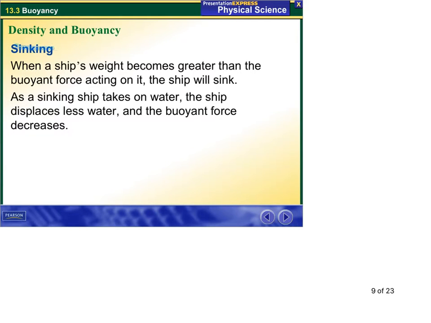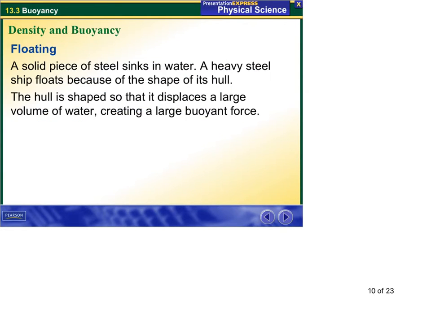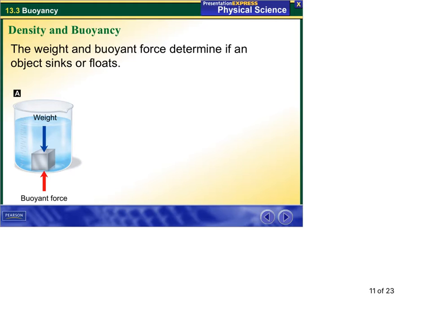So, sinking. If a ship's weight becomes greater than the buoyant force acting on it, it's going to sink. As it takes on water, the ship displaces less water and the buoyant force decreases, and it's going to sink more. A solid piece of steel is going to sink in water. A heavy steel ship floats because of its shape. The hull is shaped so that it displaces a large volume of water, creating a large buoyant force.